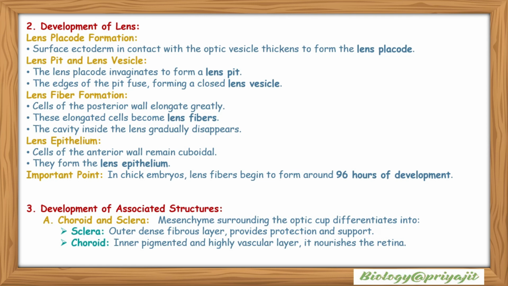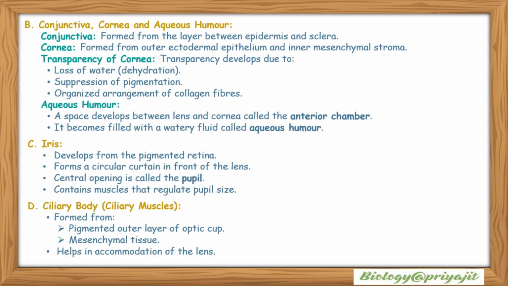Number 1 is choroid and sclera. Mesenchyme surrounding the optic cup differentiates into sclera and choroid. The inner pigmented and highly vascular layer, that is choroid, nourishes the retina. Conjunctiva, cornea and aqueous humor. Conjunctiva is formed from the layer between epidermis and sclera. Cornea is formed from outer ectodermal epithelium and inner mesenchymal stroma.